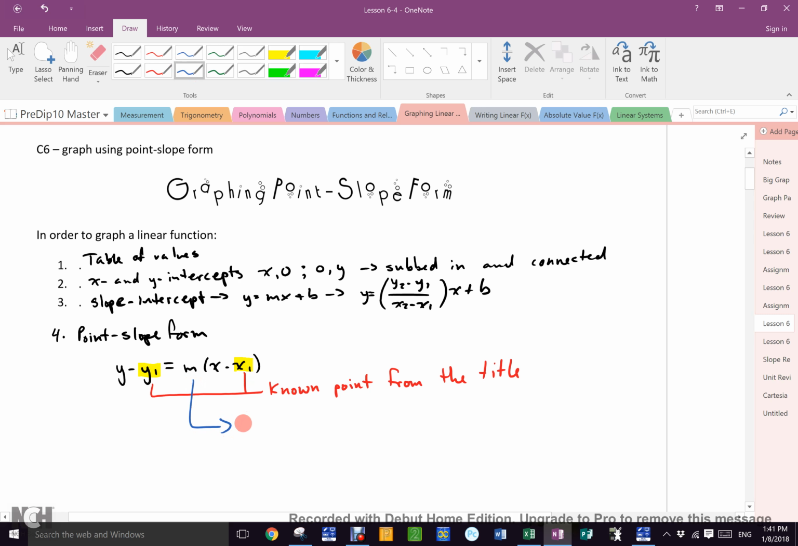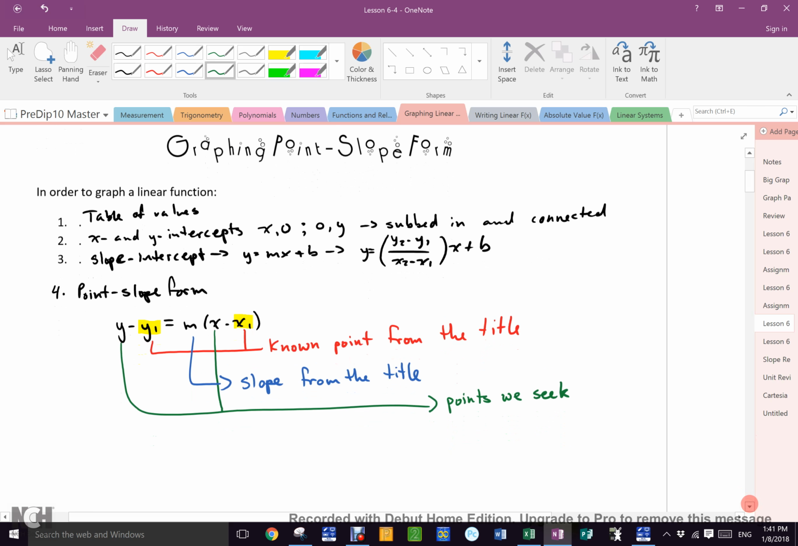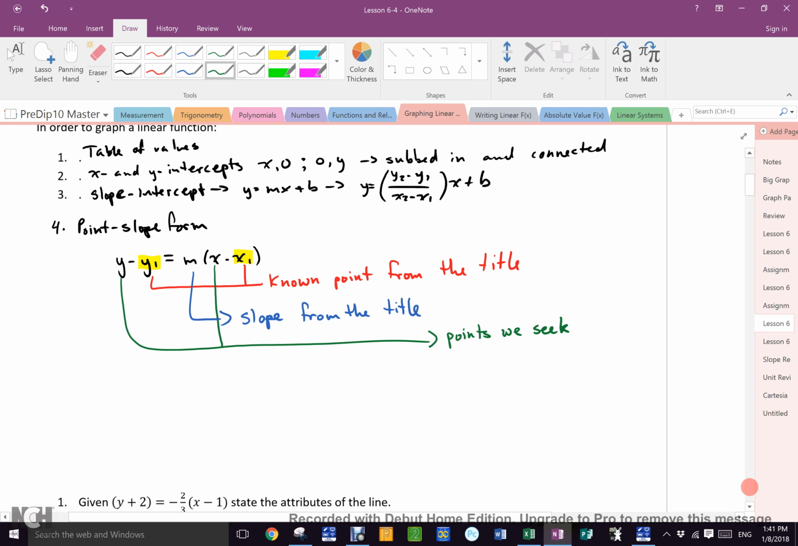All right. So these guys are a known point from the title. This guy is our slope from the title. And these guys, the green ones, are the points we seek. Everybody cool? Okay, so I'm going to show you how this works now because we've already talked about why it works. Let's show you how it works in practicality, okay?